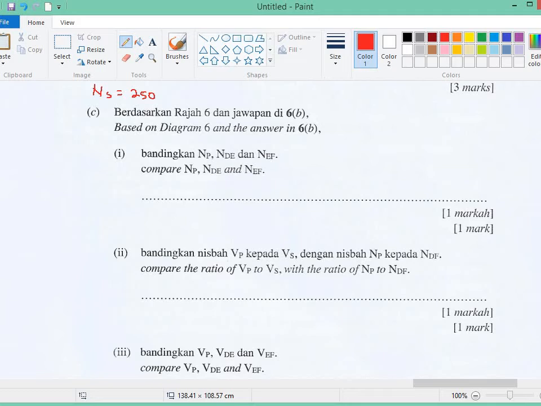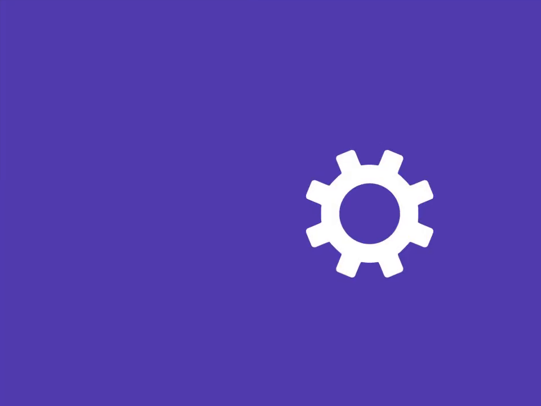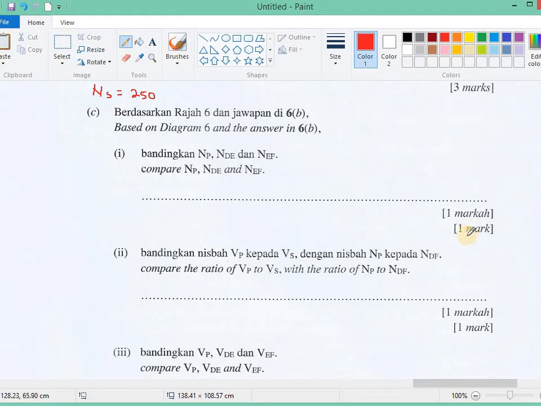Okay, next, see here. Based on diagram 6 and the answer in 6b, compare the number of turns in primary, the number in DE, and the number in EF. Very simple. The number of turns in primary is more than the number of turns in DE, which is more than the number of turns in EF.